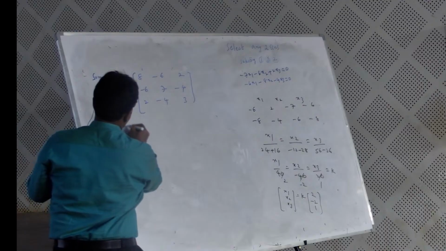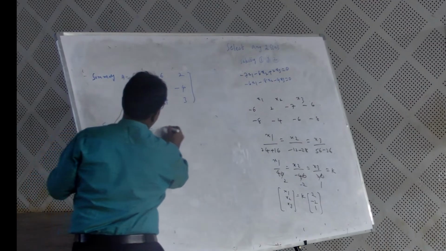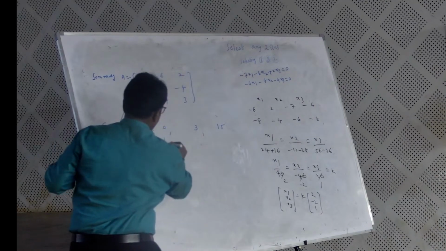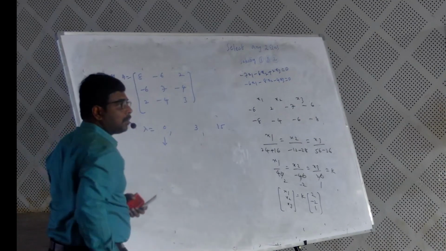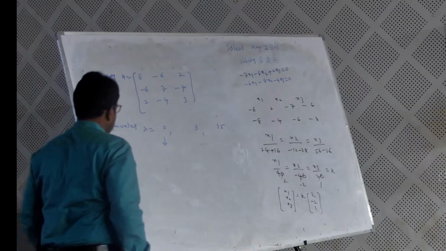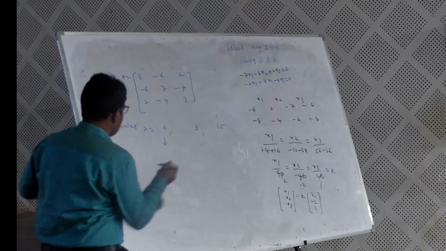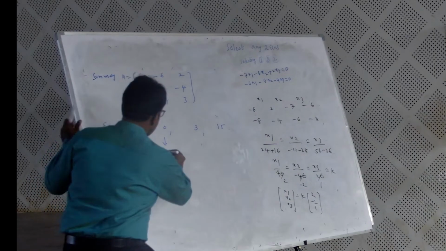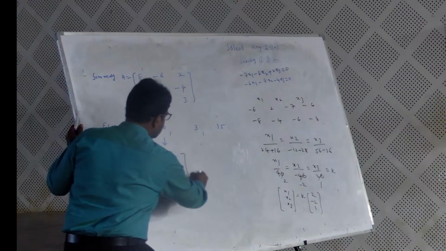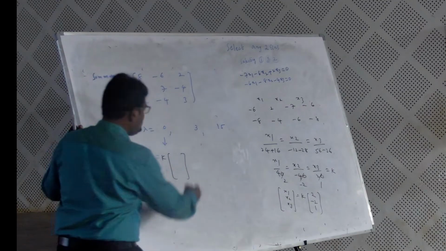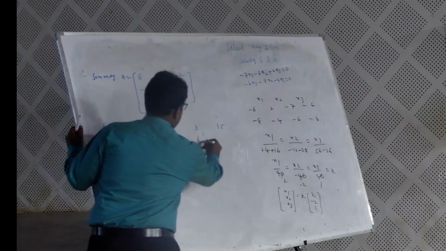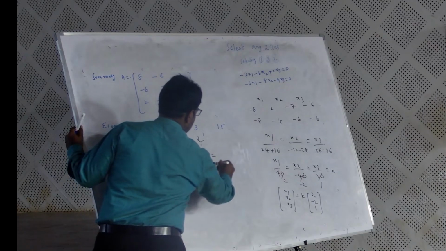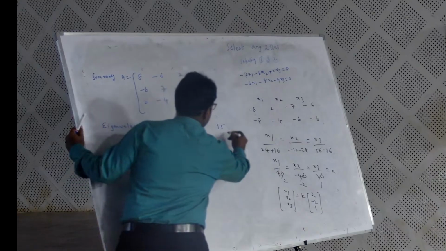Okay, dear students, what are the values? 0, 3, 15. What is the vector that corresponds to 0? First vector. What is the first vector? Tell me. 1, 1, 2, 3. Second vector, 2. Third vector.